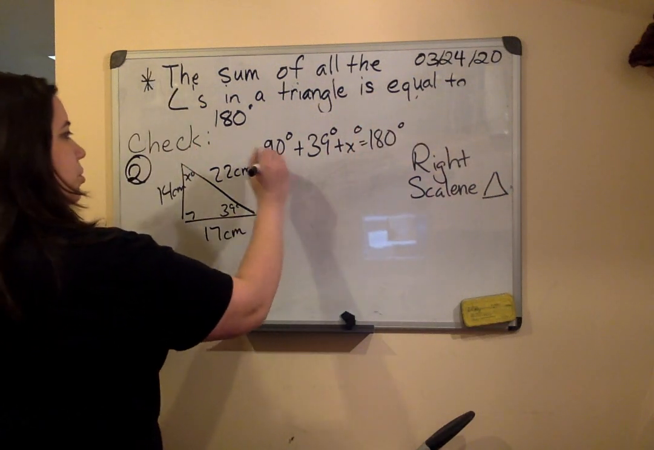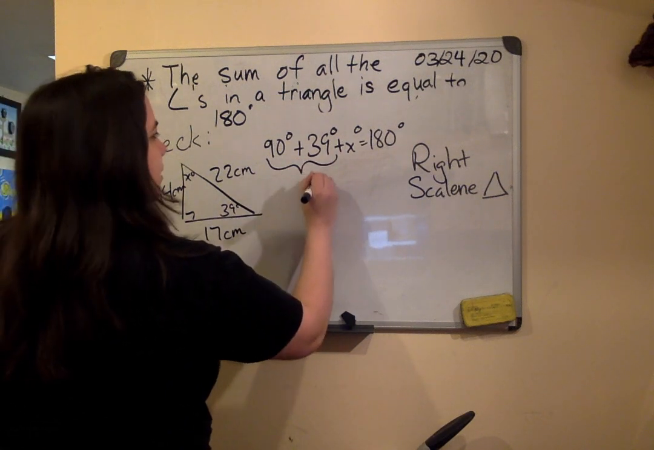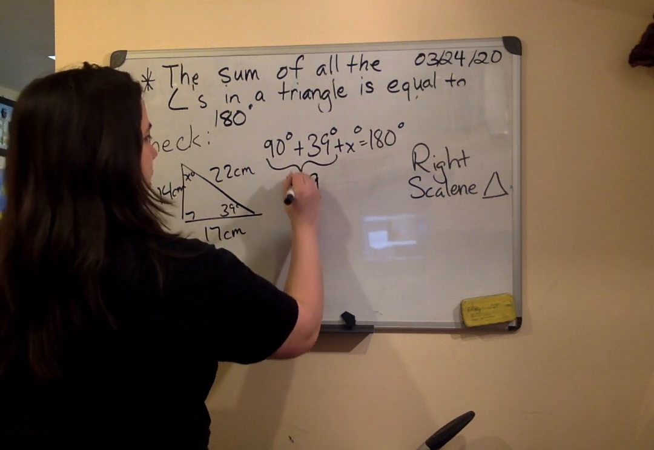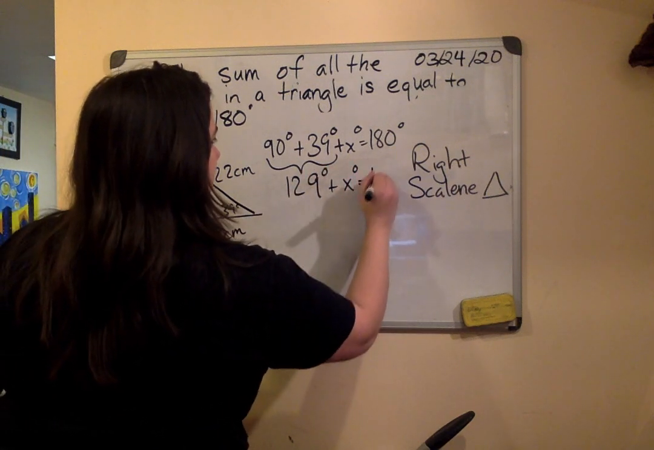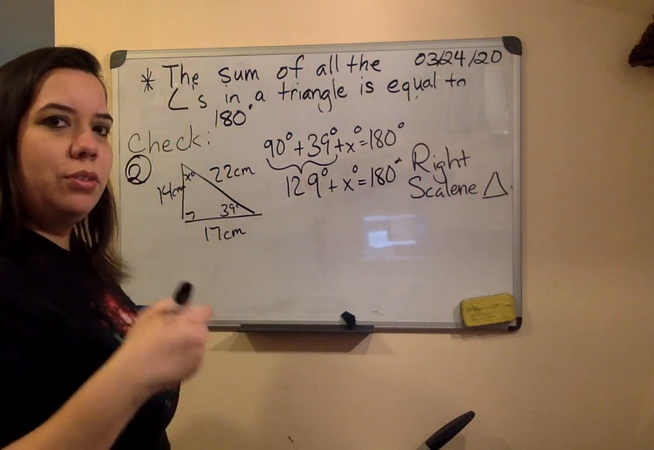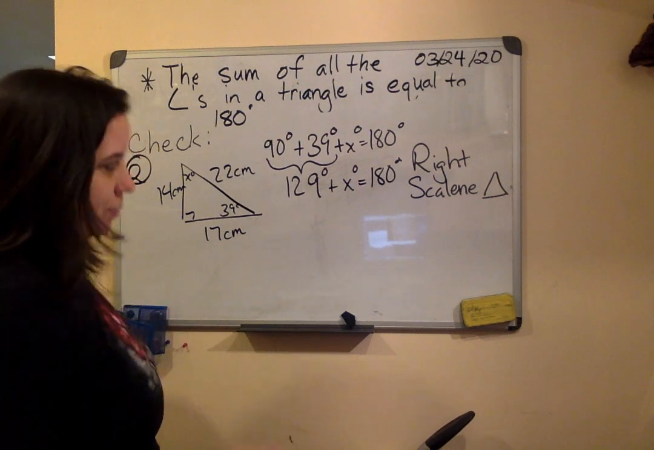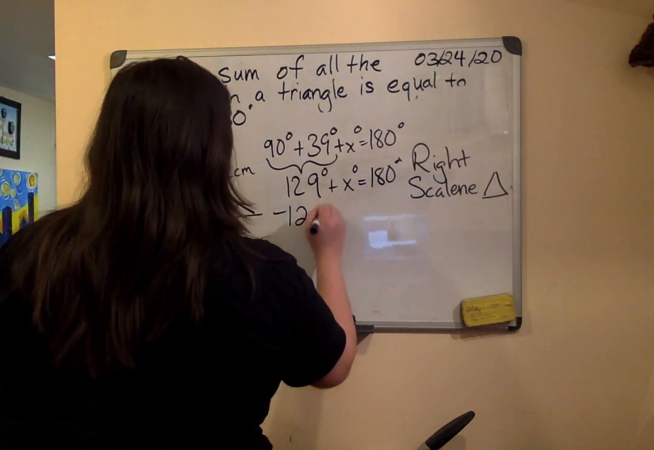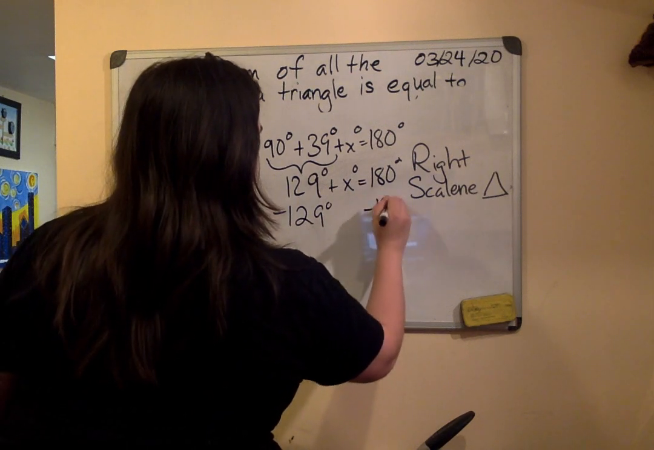Now we add our two that we do know. That gives me 0 plus 9 is 9, 9 plus 3 is 12, 129, plus x equals 180 degrees. Now, again, how do I solve for x? What is the inverse of addition? Subtraction. 129, we're going to subtract it on both sides. And what you do to one side, you do to the other.